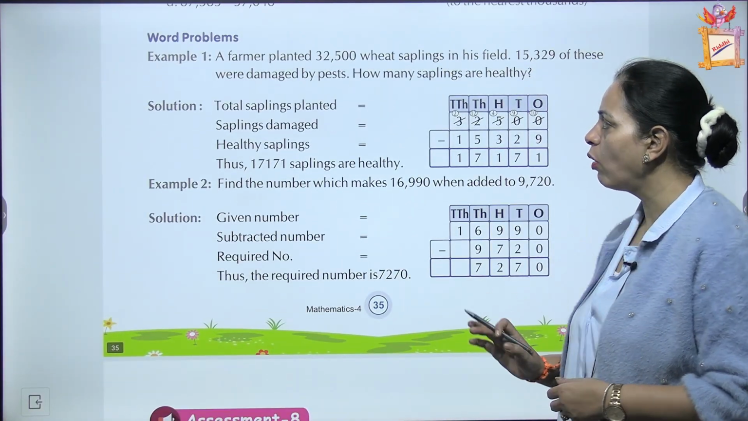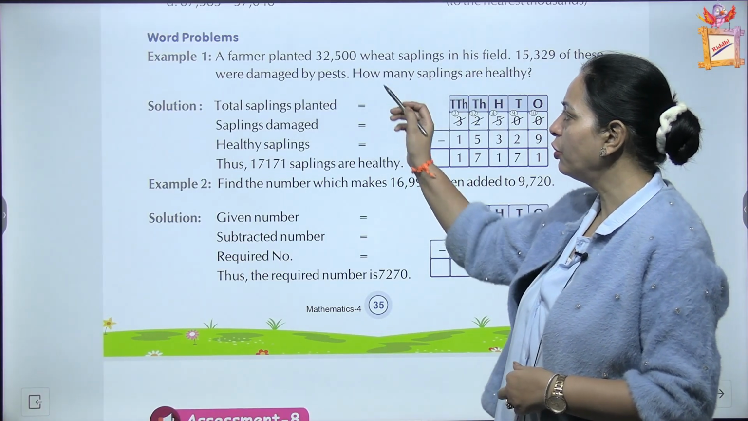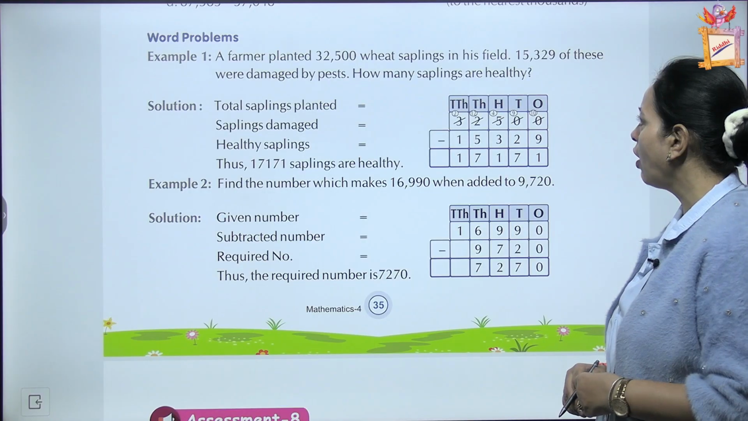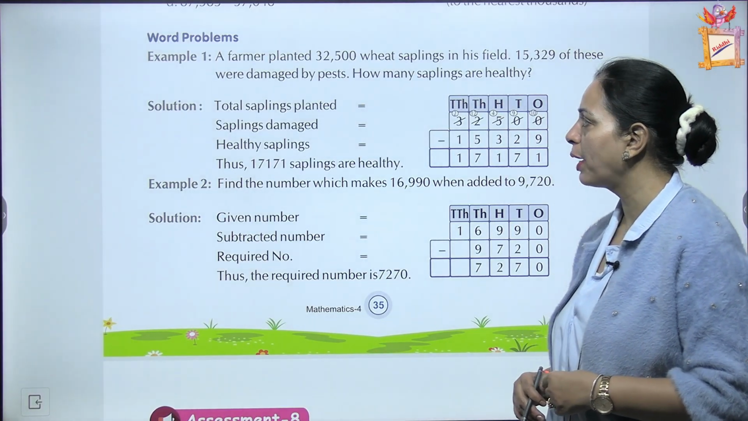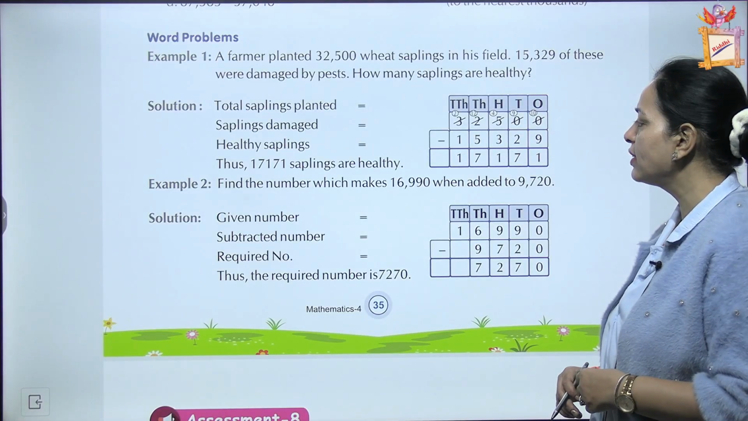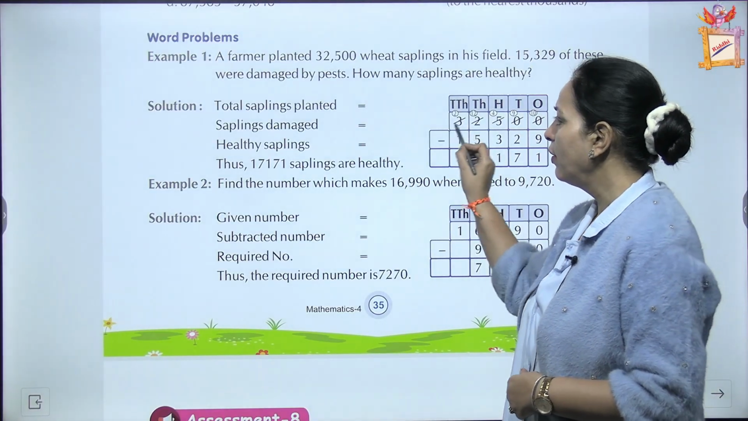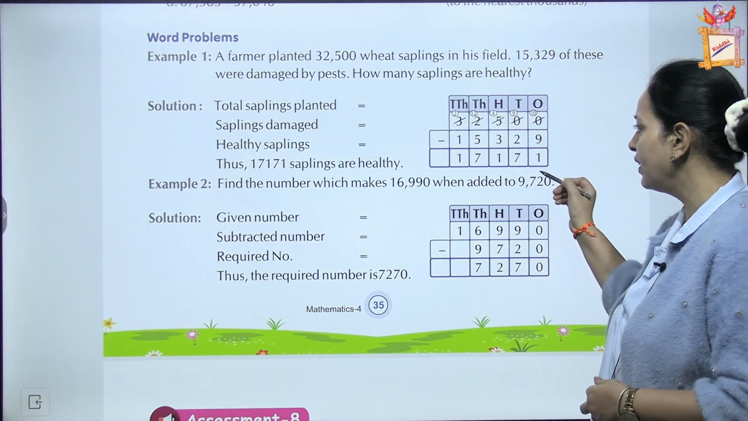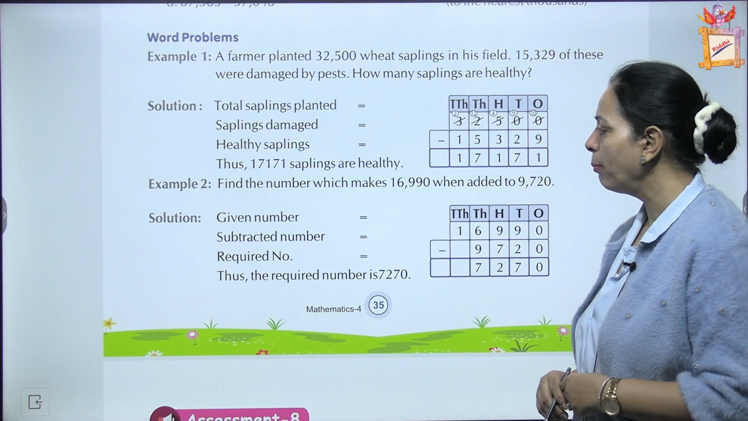Now we are talking about word problems. Example 1. A farmer planted 32,500 wheat saplings in his field. 15,329 of these were damaged by pest. So how many saplings are healthy? It means subtraction. So total, then damaged and then healthy, minus कर देंगे. This is the answer.